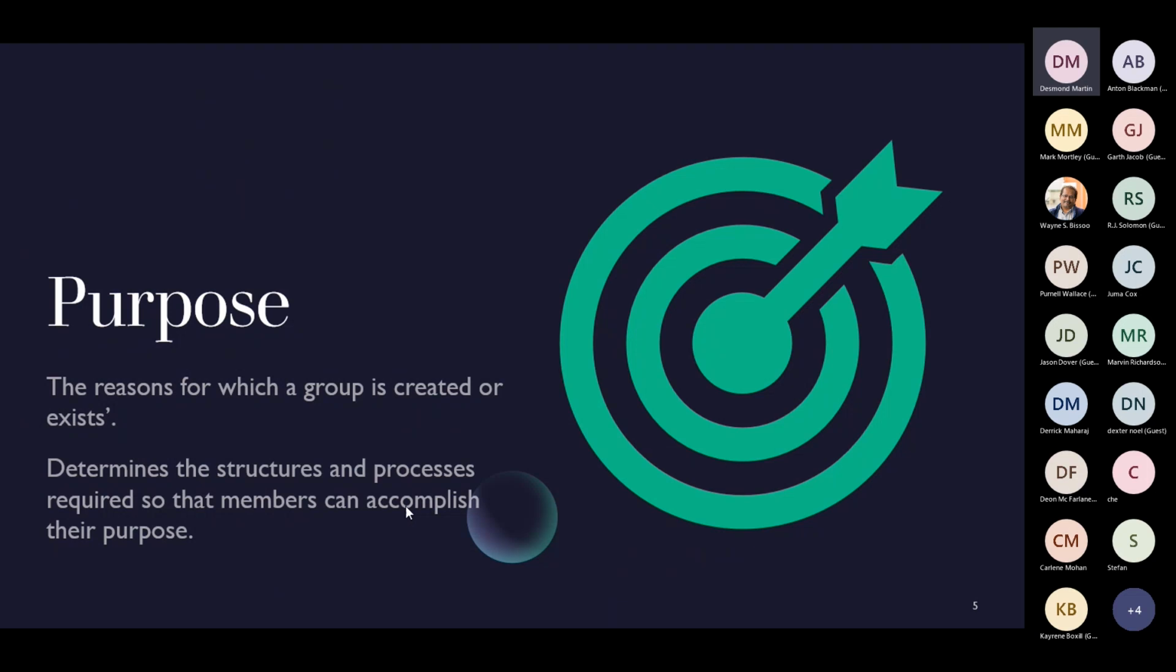Here we have purpose. The reason for which a group is created or exists. So different groups are formed for different reasons, for example, a task group in an organization or a sports group. They also determine the structures and processes required so that members can accomplish their purpose.